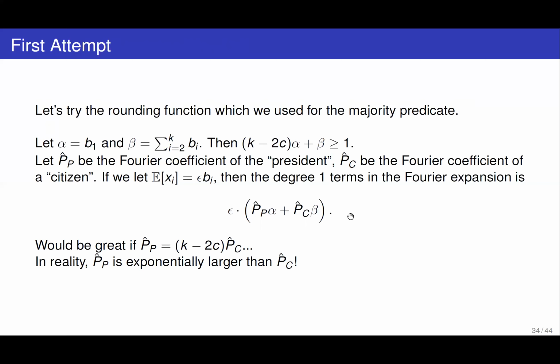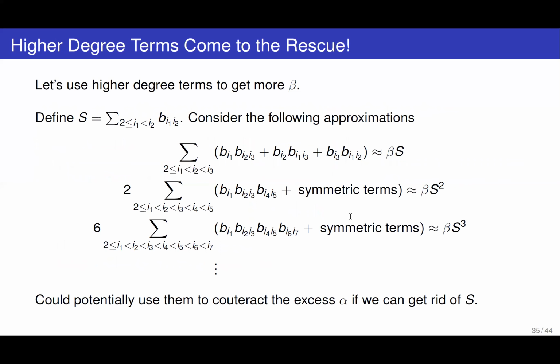It would be great if p hat sub p is equal to k minus 2c times p hat sub c, because if this were the case, then the degree 1 terms will be positive. But in reality, p hat sub p is exponentially larger than p hat sub c. But don't worry, let's use the higher degree terms to get more beta.